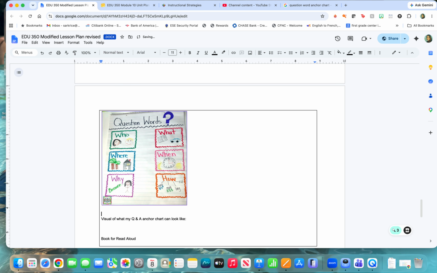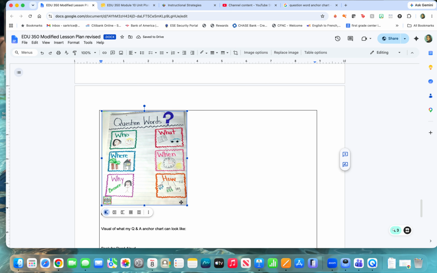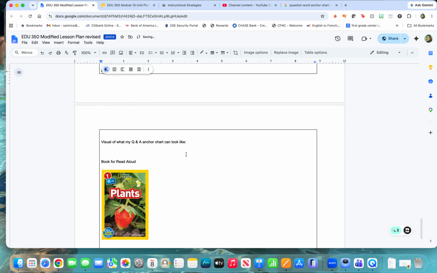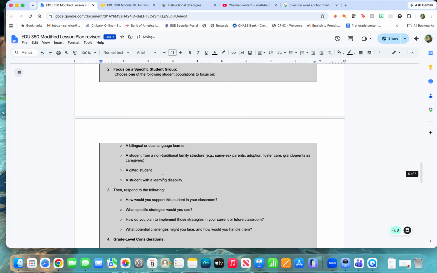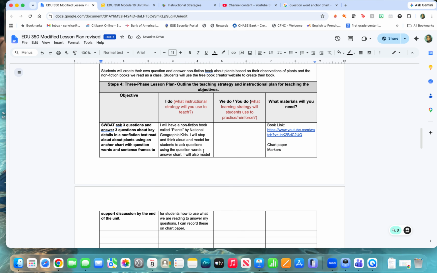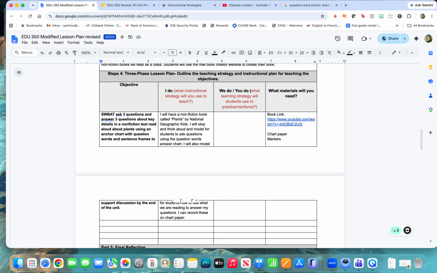So you really want, if I'm saying I'm going to use it, I want to make sure that I have a really good understanding of what that's going to look like. And here's why. Because oftentimes I see people in this I do, we do, you do part, they say they're going to use visuals, they say they're going to use anchor charts, but when we go to actually teach the lesson, they don't have any of that stuff.